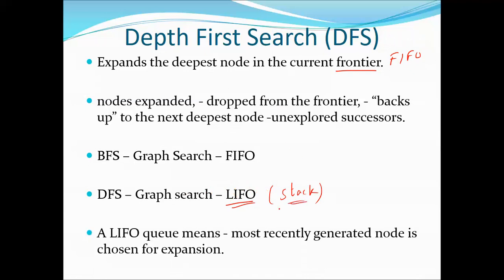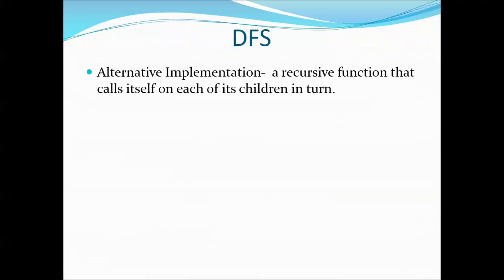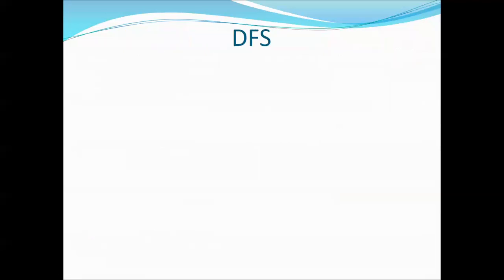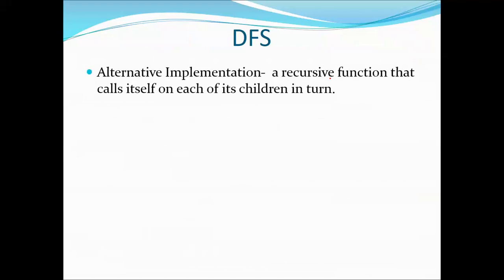Okay. So a stack can also be called a LIFO queue. Basically, it's a stack, or otherwise you can also call it a LIFO queue. It means the recently generated node is chosen for expansion. Without using a frontier, DFS can also be implemented. That is, without using a stack, DFS can be implemented using a recursive function call. A recursive function is a function that calls itself. So basically, the recursive function keeps on calling the function for its child.